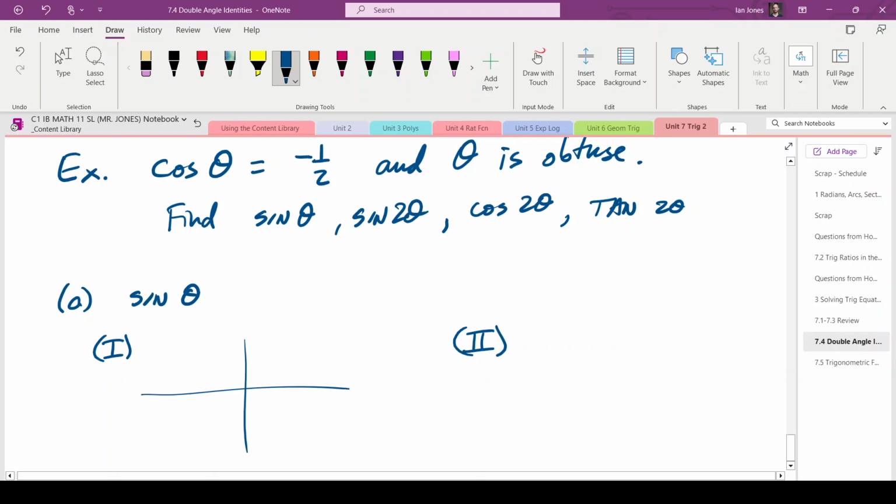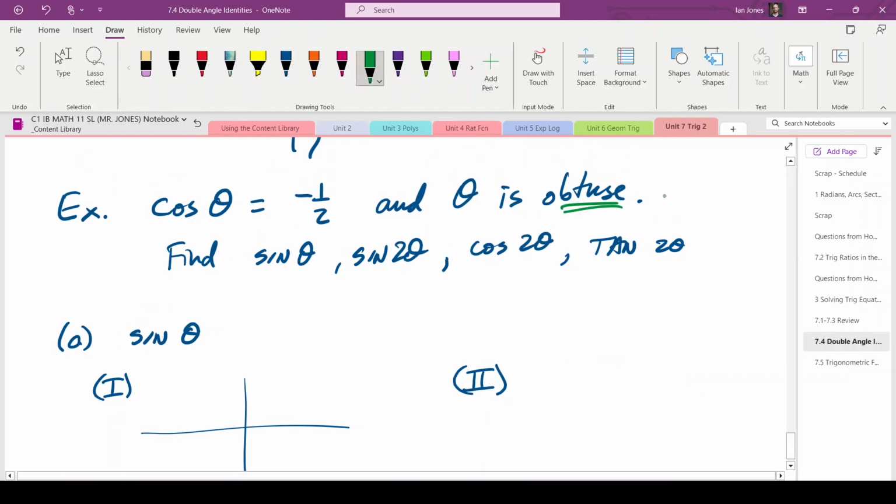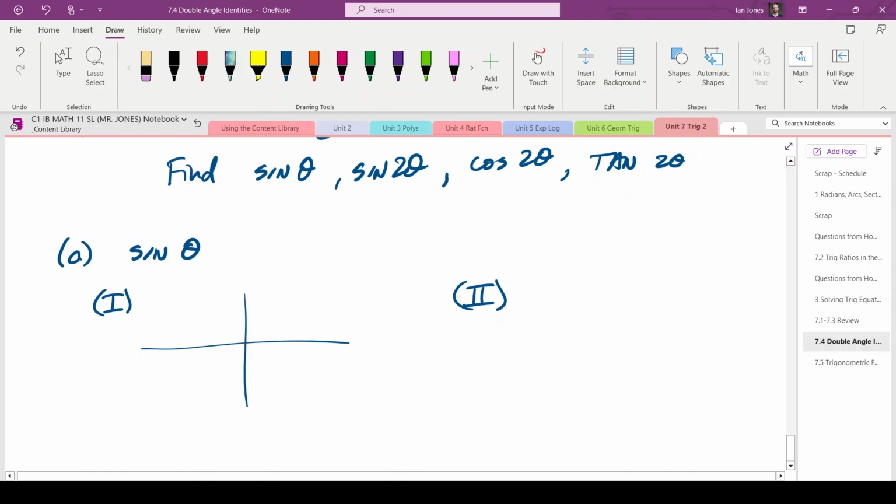Now, when we say that theta is obtuse, that means that it's greater than 90 degrees, but also less than 180. An obtuse angle is one that is greater than 90 but less than 180. If it was greater than 180, it would be called a reflex angle. If it equaled 180, it would be called a straight angle, and if it equals 90, it's called a right angle. But an obtuse angle is between 90 and 180. So we know that it's in quadrant 2.